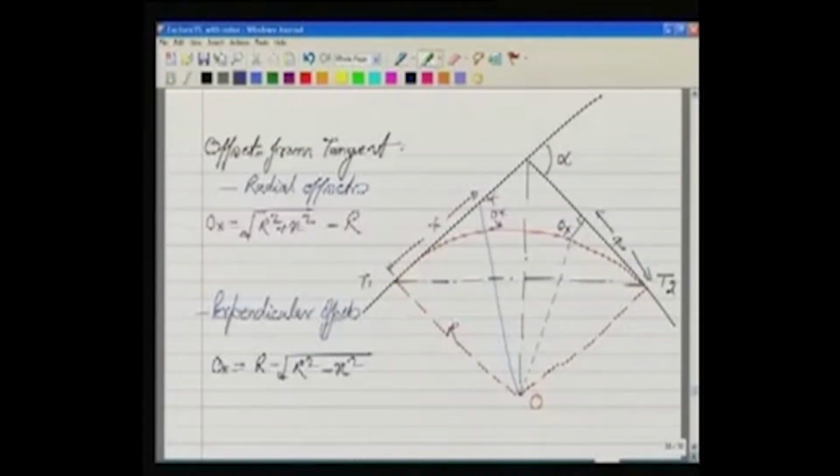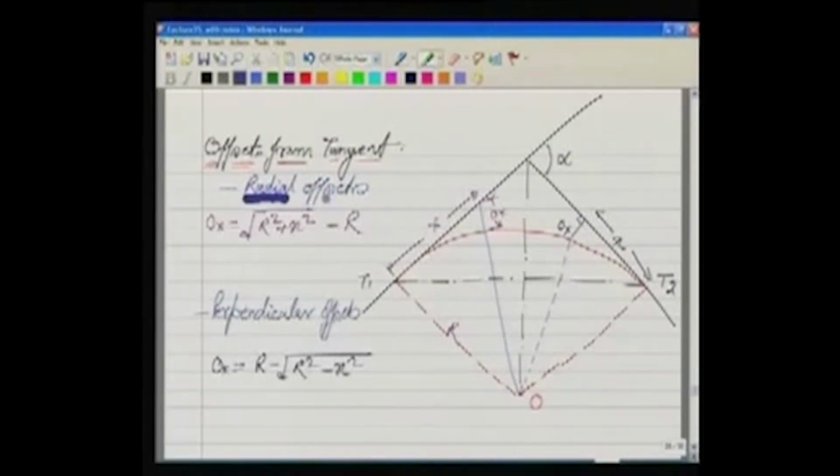Well, the next method is again a tape method, and in this case we will take the offsets from tangent. So we are taking, mind please, offsets from tangent. Now our tangent is here, this is our tangent. We want to take the offsets from the tangent. So what is the meaning of this? It is possible for us to walk along the tangent. The ground permits this.